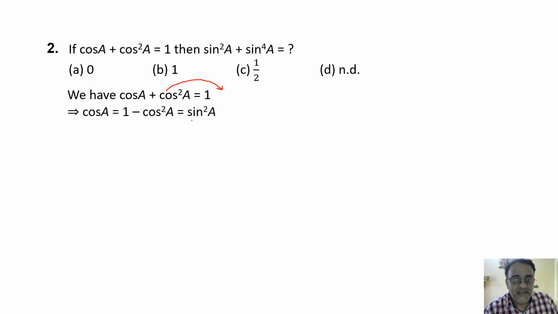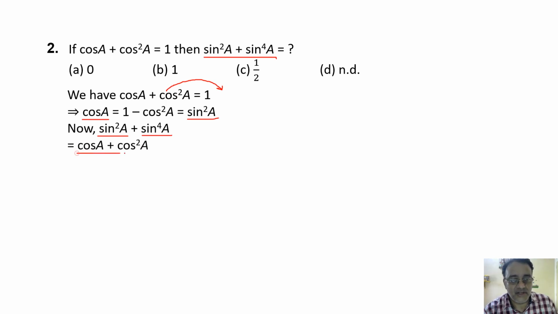So now see, in place of sin square a we can substitute cos a. Now look carefully at what is given. The left hand side, sin to the power 2a, sin square a plus sin to the power 4a. So this is sin square a and this is sin square a whole square. So in place of sin square a we can write cos a. In place of sin to the power 4a we can write cos square a. And the value of this is already given in the question. What is the value? 1. Right. So which option is the correct one? Option B. Option B. Right.